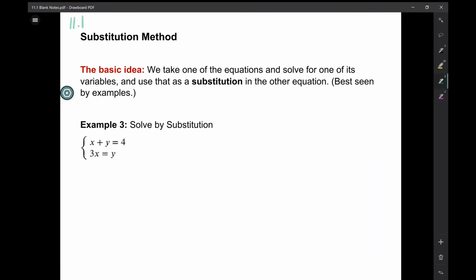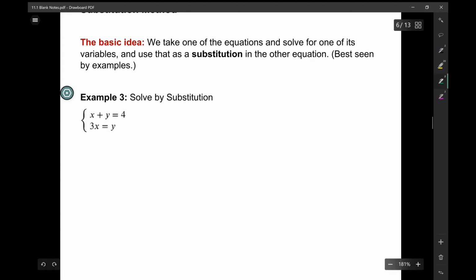All right, so the basic idea of the substitution method is we take one of the equations and solve it for one of its variables. Then we substitute that into the other equation. Let's do an example. We're going to solve this system by substitution. So the first thing we're going to do is pick one of the equations and solve it for one of its variables. It doesn't matter which one you pick. You can do either one. It's going to work out the same. If I look at the second equation, it already is solved for one of my variables. I have that y is equal to 3x.